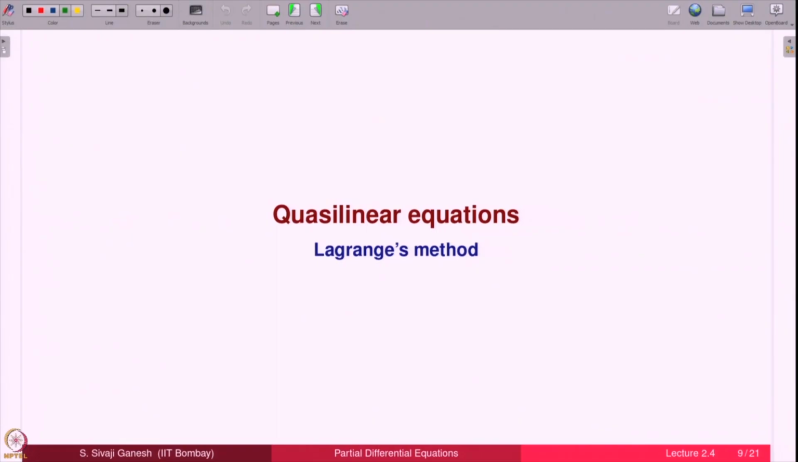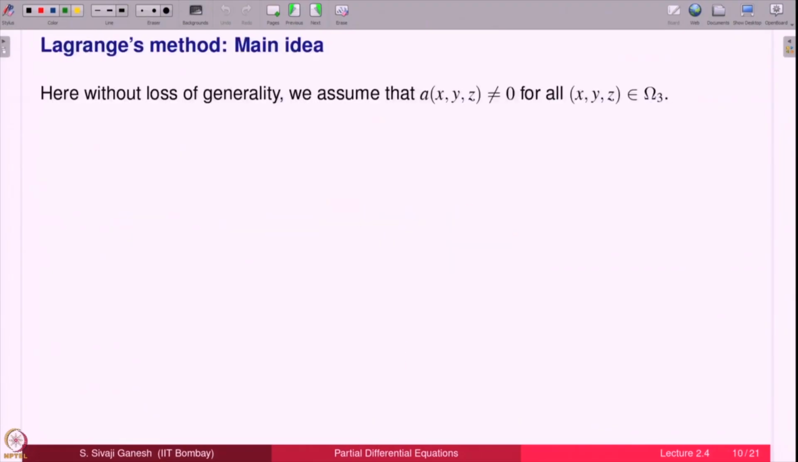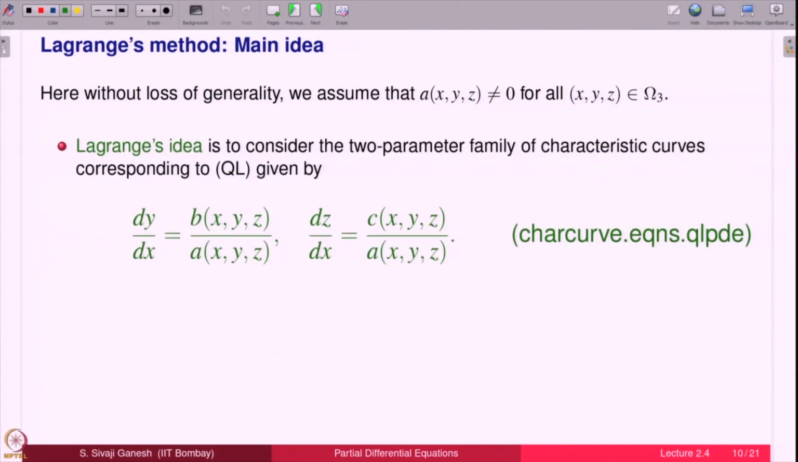So, let us now describe Lagrange's method for quasi-linear equations. The main idea is this. Before we present that, we will assume that A is never 0 on omega 3. Okay. So, Lagrange's idea is to consider the two parameter family of characteristic curves corresponding to the quasi-linear equation given by dy by dx equal to b by a and dz by dx equal to c by a. These are the equations of the characteristic curves.